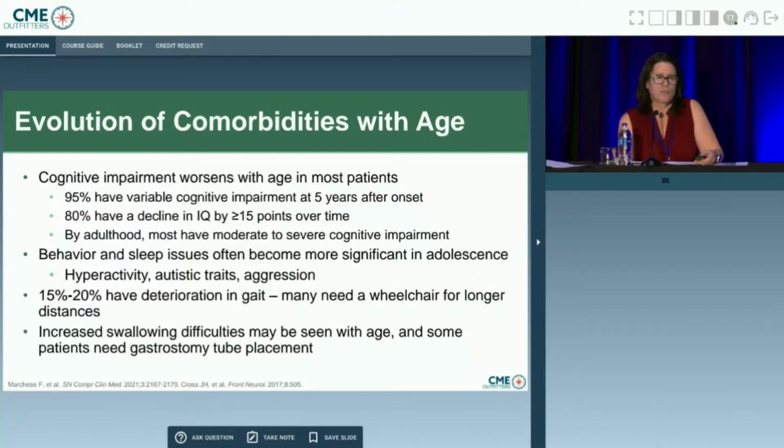And sometimes the behaviors are seizures. Sometimes the behaviors are, they never got to go through their normal childhood and they didn't learn that you can't lick people. And sometimes the behaviors are that they do know and they're just being obstinate and trying to figure out which one of them that is, is really difficult. 15 to 20% will deteriorate in the gait. Most of them need a wheelchair when they get older. And then there's lots of swallowing issues and GI issues.